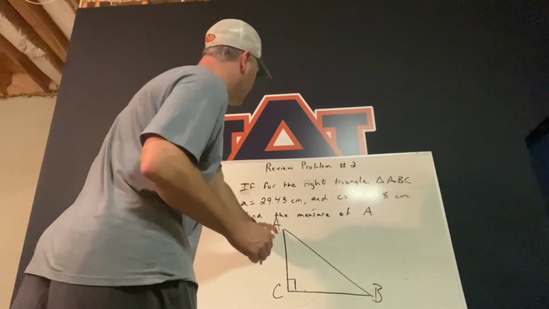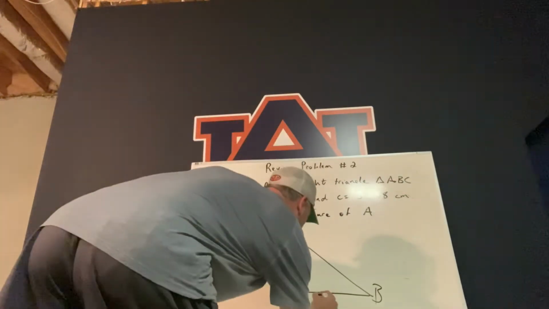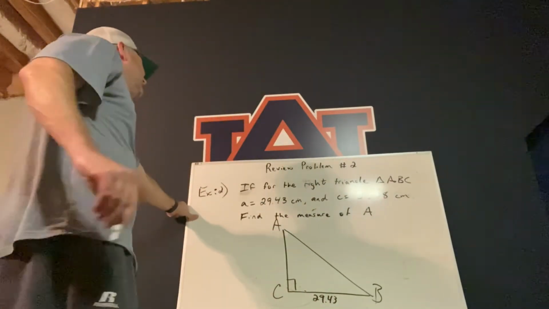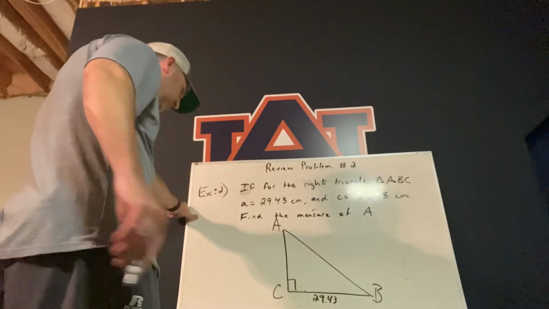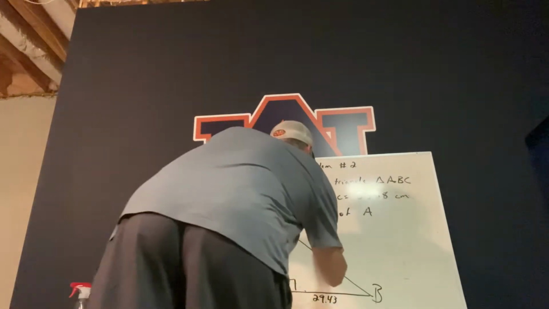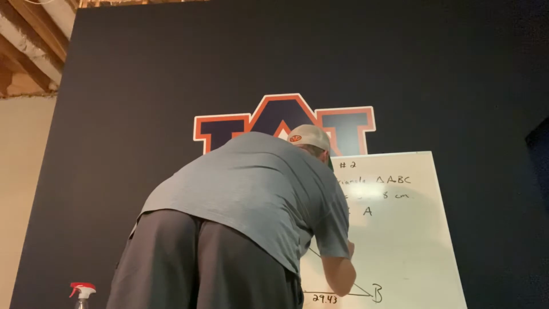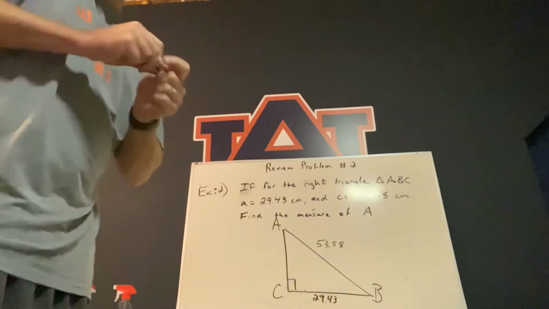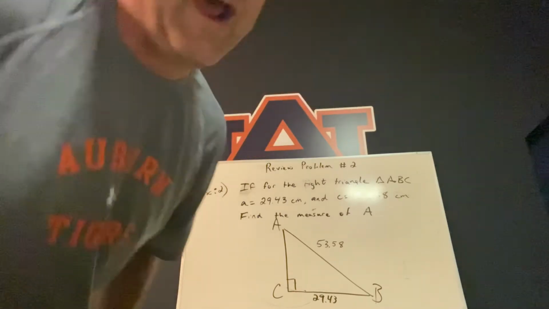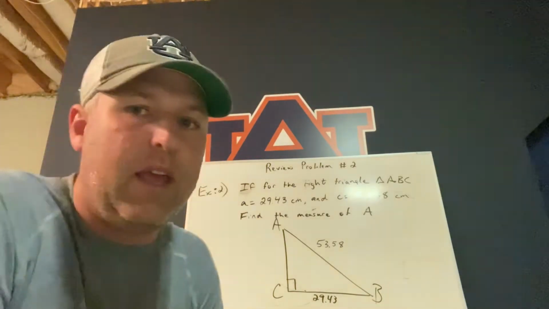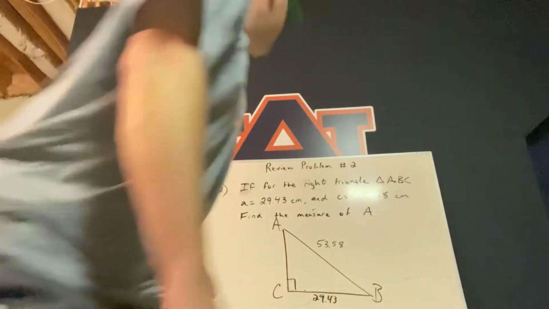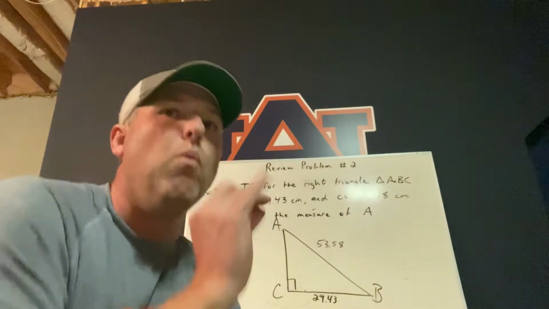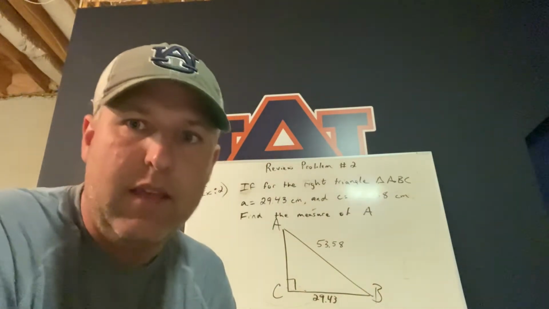Side a is the side opposite of angle A, so this is 29.43. Side c, the hypotenuse, is 53.58, okay? So those are the 2 things they give us, plus they give us the right angle. Now, all they're asking us to do is find angle A. So I don't really care what side B is. I don't care about anything else. The only thing I care about is what is angle A.